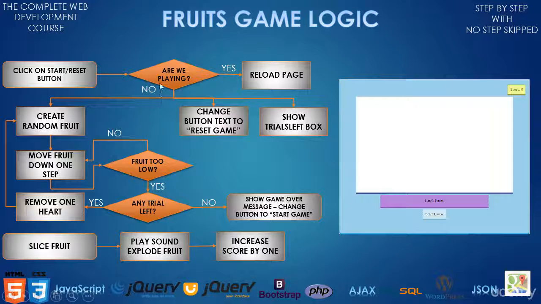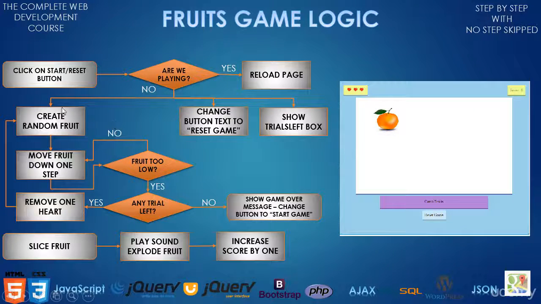If we are not playing, then clicking on the Start button is going to initiate the game. And we're going to need to do a few things. So first of all, we're going to create a random fruit. Also, we will change the button text to Reset Game. And we will show the Trials Left box.